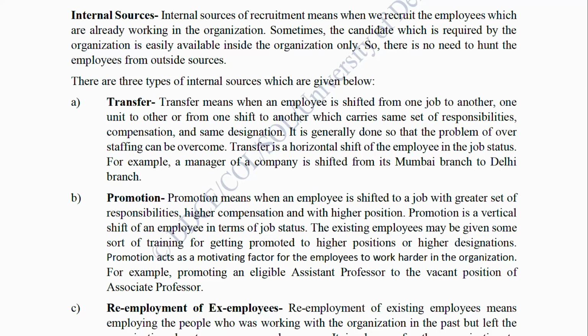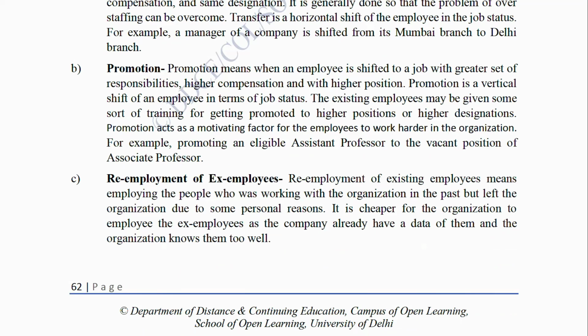Promotion acts as a motivating factor for the employees to work harder in the organization. For example, promoting an eligible assistant professor to the vacant position of associate professor. Third, re-employment of ex-employees. Re-employment of existing employees means employing the people who were working with the organization in the past but left the organization due to some personal reasons.